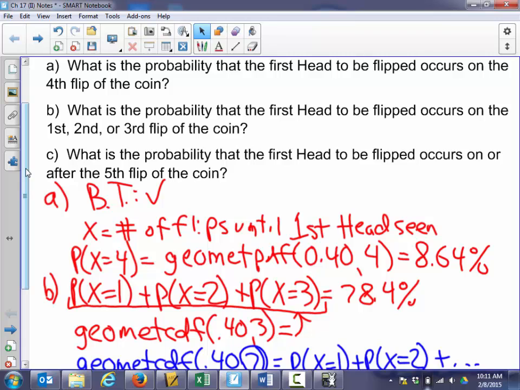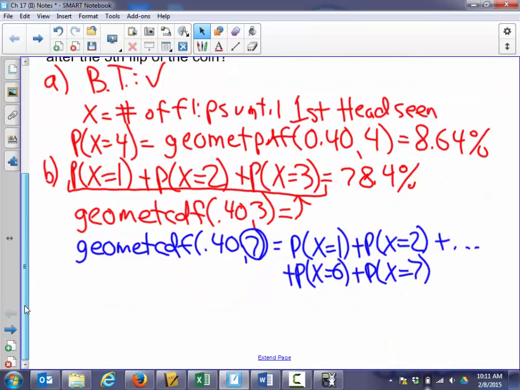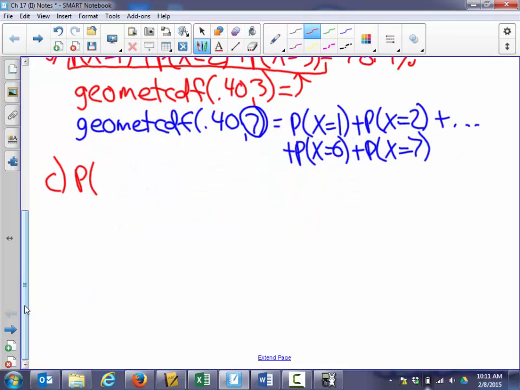All right, so let's see how we can use this one more time. Use geometCDF in part C. What's the probability that the first head to be flipped occurs on or after the fifth flip of the coin? Okay, so they want us to answer this following question. Once again, if x is following a geometric model, where we're looking for the first success on whatever trial, they want us to find the probability that x is equal to 5, first success on the fifth trial, plus the sixth, plus onwards and onwards, just forever.